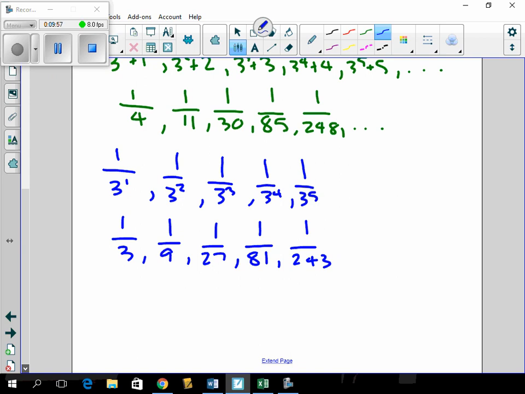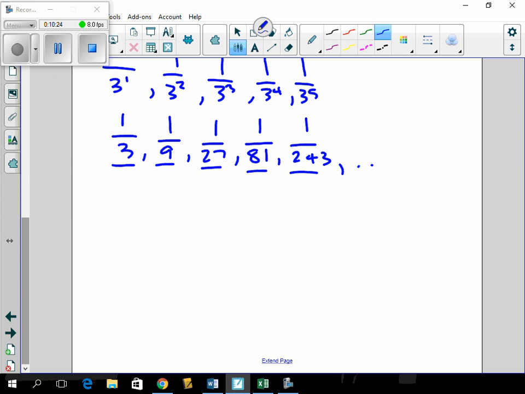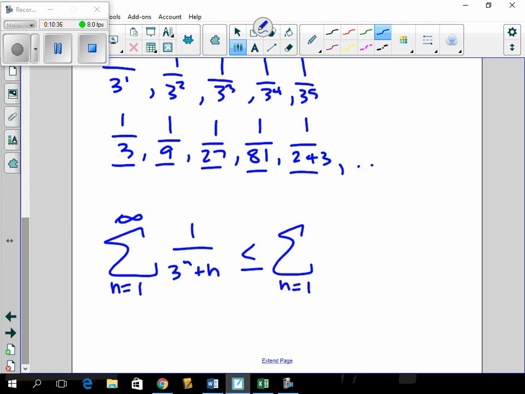And so when I look at my terms, I notice that 1/4 is definitely less than 1/3. 1/4 is a smaller fraction. 1/11 is less than 1/9. 1/30 is less than 1/27. And if I keep going, I'm going to see that all my terms in 1 over 3 to the n plus n are less than all the terms of 1 over 3 to the n. And so I'm going to say that the series n equals 1 to infinity of 1 over 3 to the n plus n is less than or equal to the series from n equals 1 to infinity, (1/3)^n.